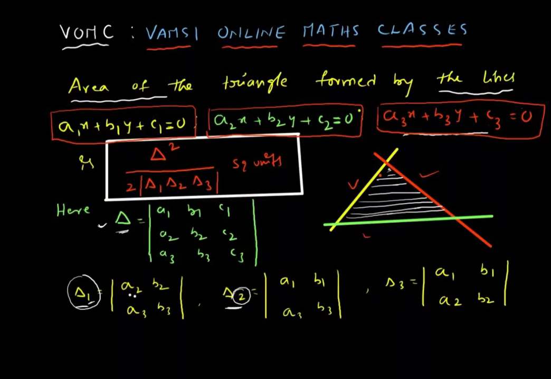When it comes to delta 2, you should focus on the 1 and 3 combination: the determinant of A1, B1, A3, B3. And when it comes to delta 3, you should focus on the A1, B1, A2, B2 determinant. We know how to find the determinant of 2 by 2 and 3 by 3. So with the help of this concept we can find the area of the triangle when any three lines are given.